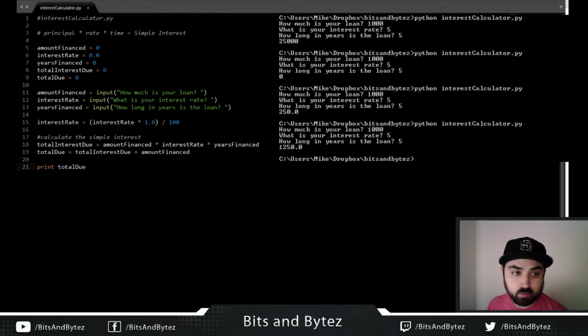It's pretty simple, but it gets you going on integers, amount financed. If they want to enter a decimal, they can, but it doesn't really matter. Interest rate, it just kind of gets you going on using variables, and I think this is a good example just because most people deal with loans at some point.